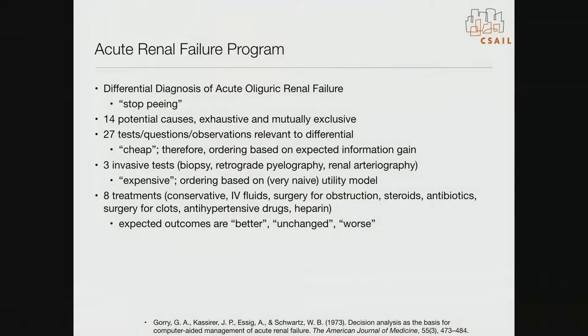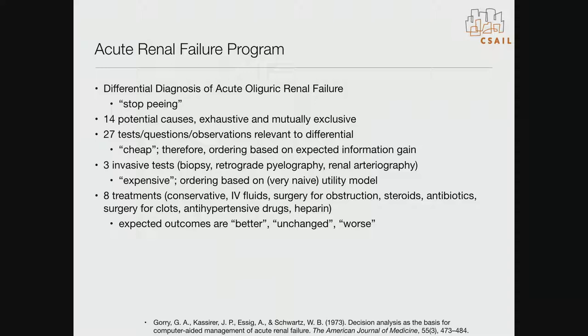And so this was a program that was published in the American Journal of Medicine, which is a high-impact medical journal. I think this was actually the first sort of computational program that that journal had ever published as a medical journal. And it was addressed at the problem of the diagnosis of acute oliguric renal failure. Oliguric means you're not peeing enough. Renal is your kidney, so this is something's gone wrong with your kidney and you're not producing enough urine.